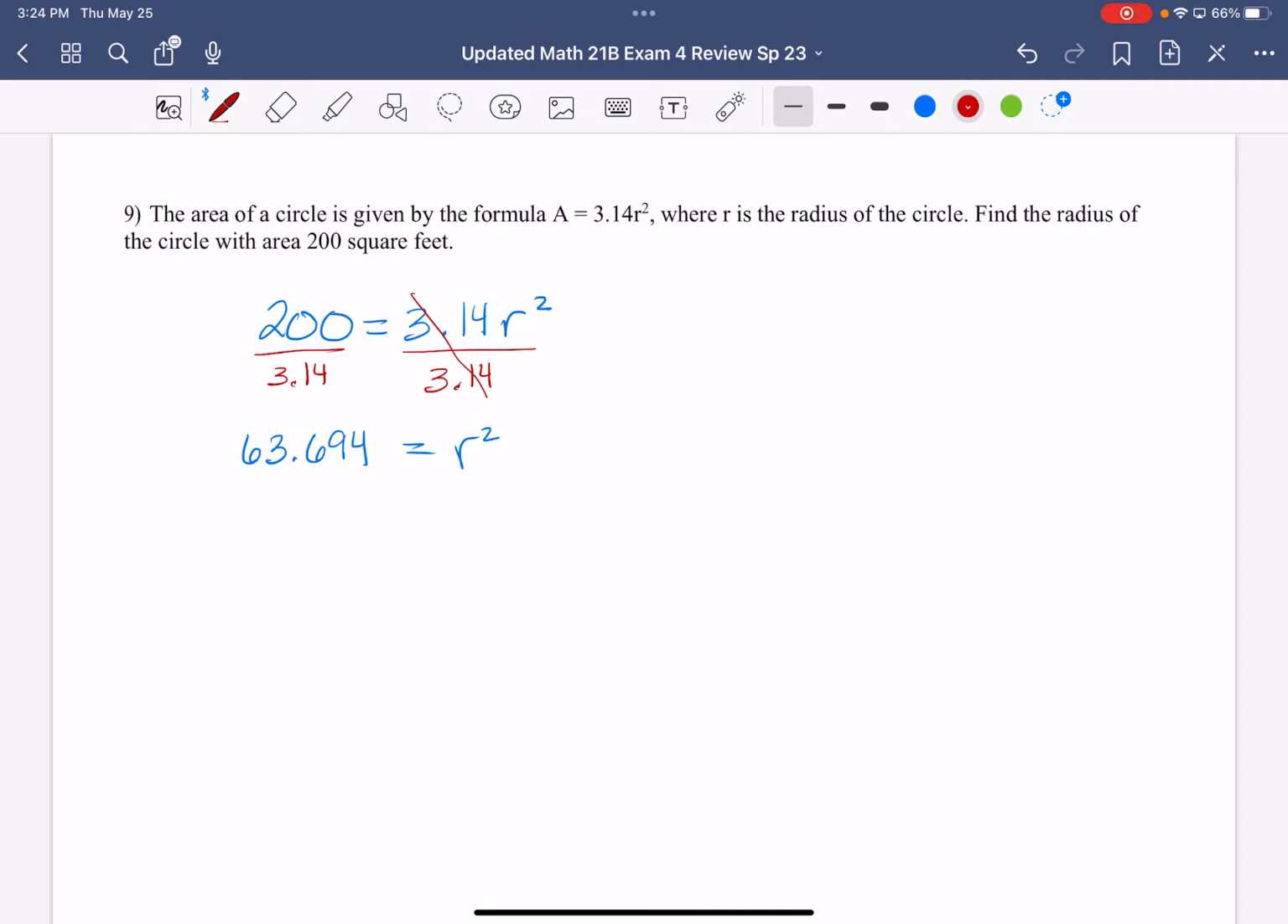Then to get r alone, we have to get rid of that power of 2. To do so, we apply the square root property, which tells us to take the square root on both sides. On the left-hand side, using your calculator, the square root of 63.694, rounding to 2 decimal places, is 7.98. And on the right-hand side, that square root and the power of 2 cancel, and you're left with r.